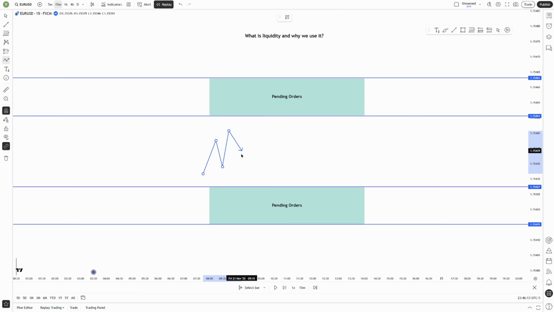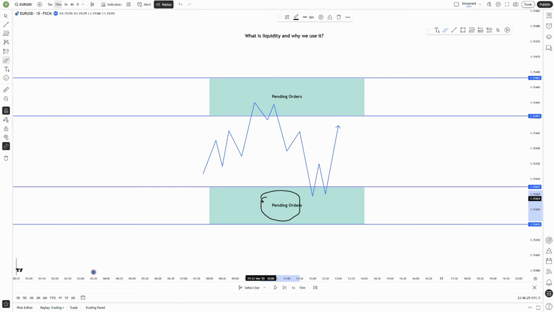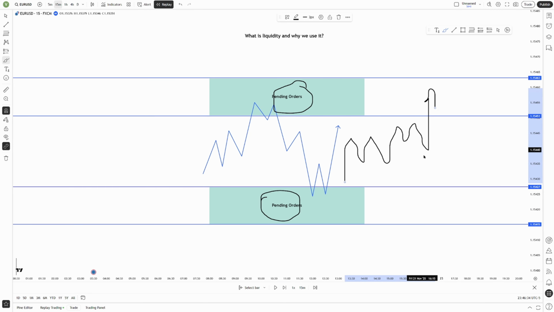Then the market simply fills these pending orders in one direction and then moves in the opposite direction to fill those pending orders. And the market always moves from liquidity to liquidity and keeps moving up and down to fill all the buy and sell orders at specific price levels. Now let's see on the charts how liquidity works.